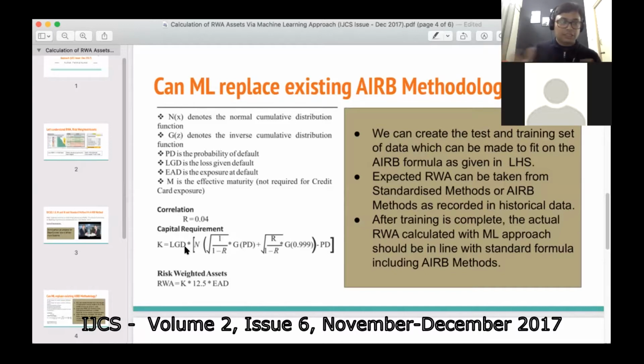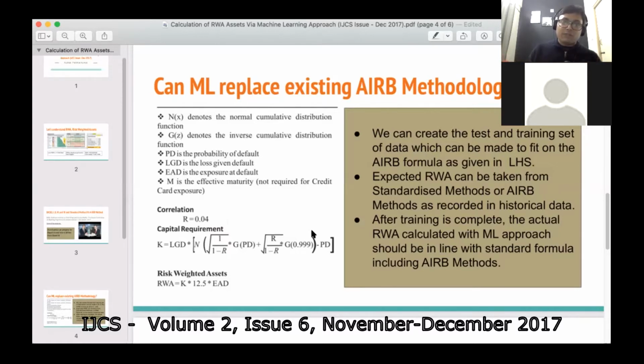So all this experimentation I did, and based on that I wrote the paper, and I shared that this entire formula can be learned by machine learning quite easily. So if machine learning can learn a formula which is given for AIRB methodology, then what if I create my own formula?